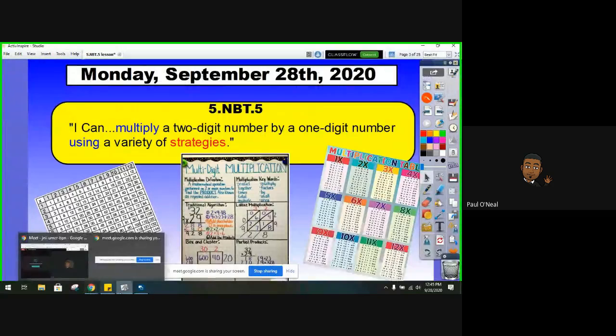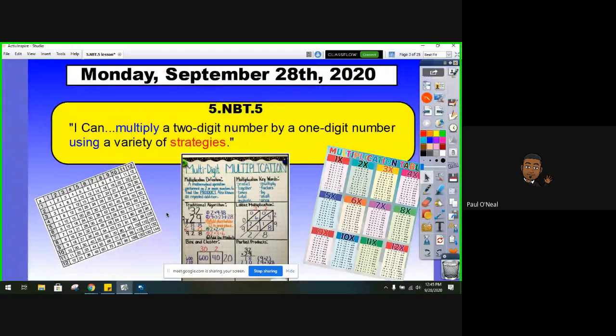Okay, all right. So what we have is our standard that we're definitely going to talk about, and that is 5.NBT.5. And that is being able to multiply a 2-digit number by a 1-digit number using a variety of strategies. Okay. And you see there I have a multiplication chart on the left-hand side.